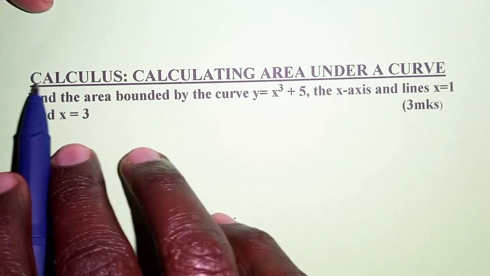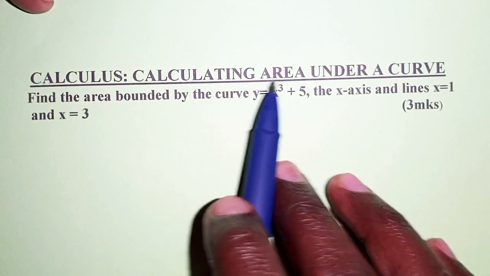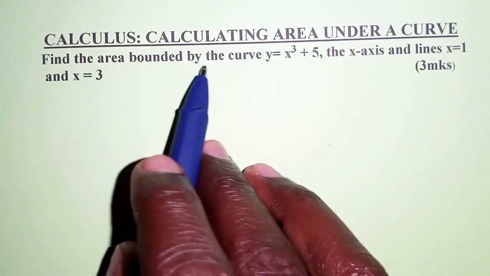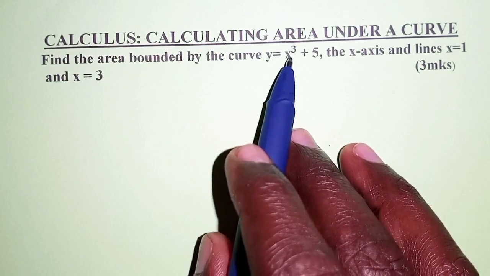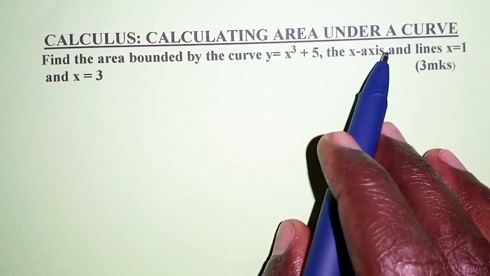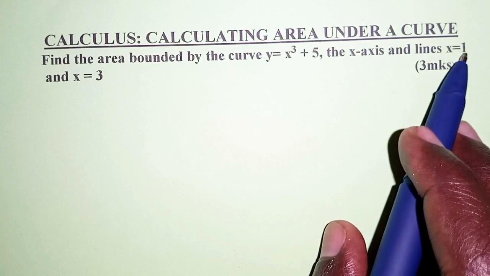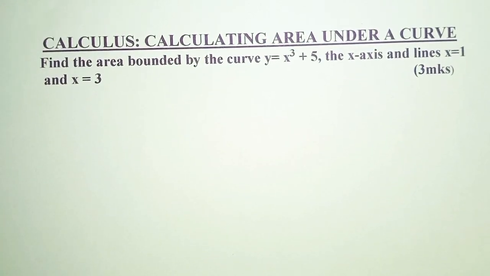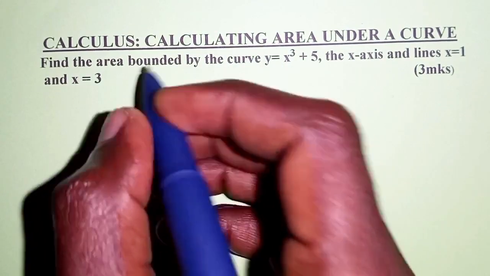The question today is about calculus, calculating area under a curve. We're told to find the area bounded by the curve y is equal to x cubed plus 5, the x-axis, and the lines x is 1 and x is 3. So the first thing, we are going to roughly sketch.